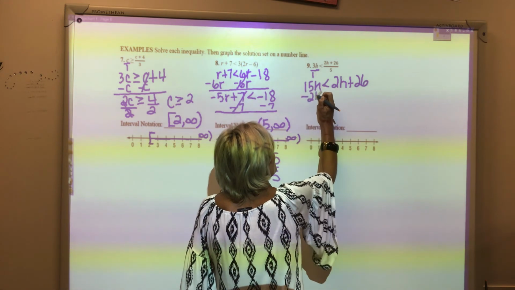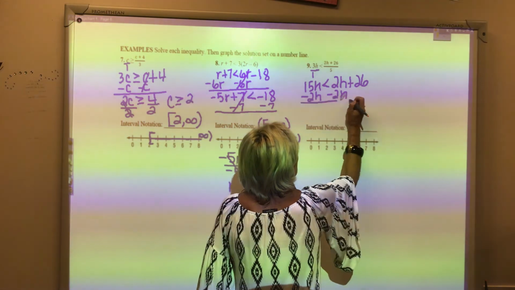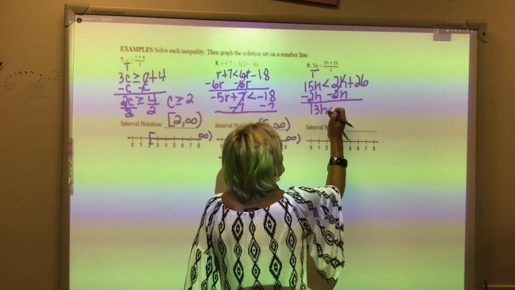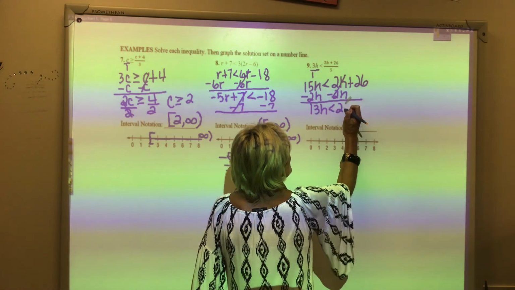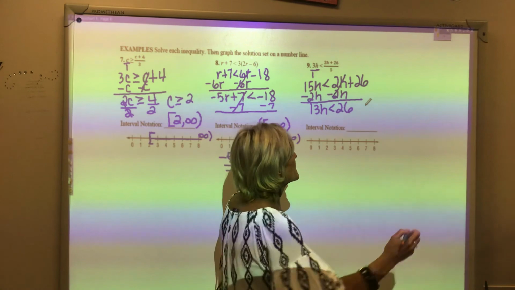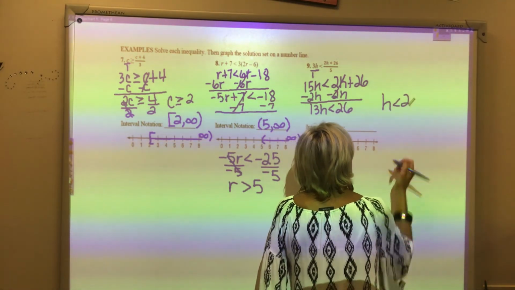Subtract 2h from both sides. 13h is less than 26. Divide both sides by 13. H is less than 2.